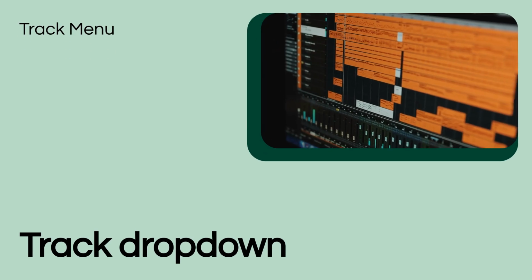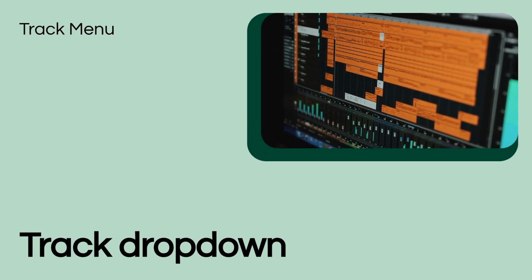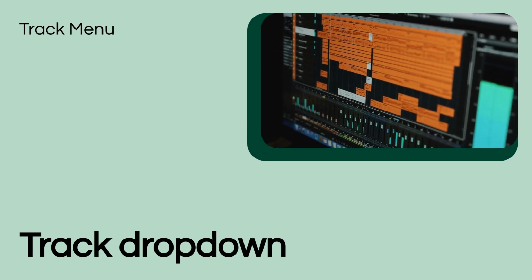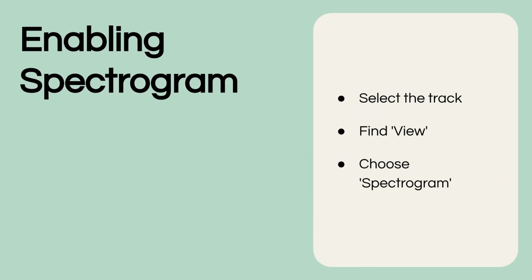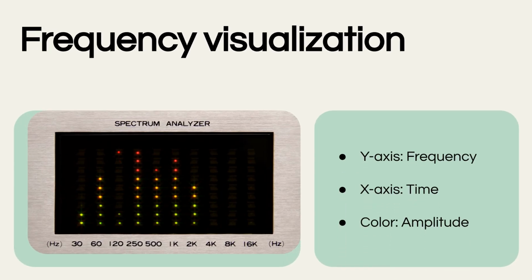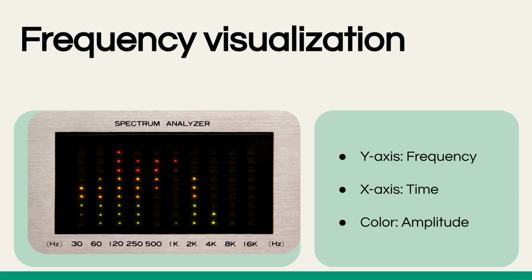To access the spectrogram, simply click the drop-down menu on your audio track, often located next to the track name. Within the track menu, navigate to View Options and select Spectrogram to switch from the standard waveform view. In Spectrogram View, the vertical axis, or y-axis, represents frequency, while the horizontal x-axis remains time. Color intensity shows amplitude or loudness.